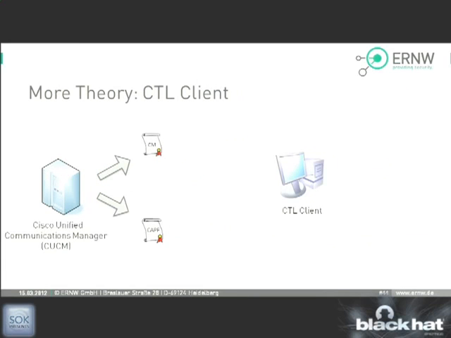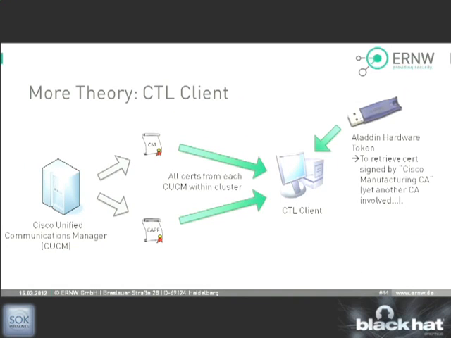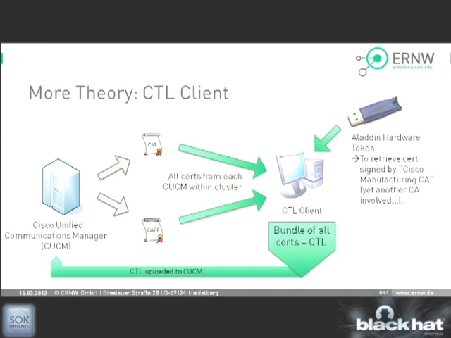This is done by a little Windows software, the CTL client. This one first collects all the certificates from all call managers in your environment. Then it requires one of those Aladdin tokens. It requires 2 Aladdin tokens because you can lose one and you always need a backup. And it also gathers the certificates stored on the token. Then all those certificates are bundled together in the trust list. This trust list is finally signed with the private key stored on the token, and then pushed up to all the call managers in your environment.